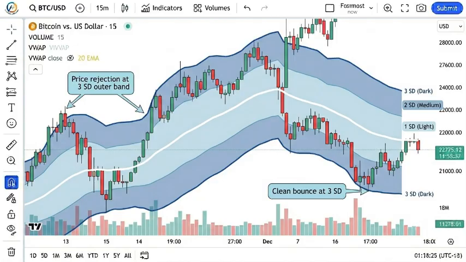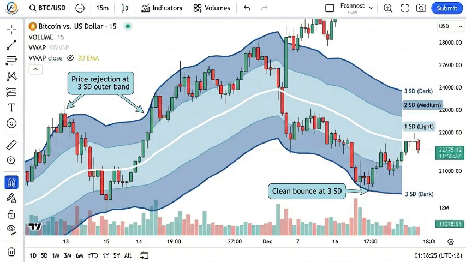Fourth mistake, using VWAP alone. VWAP is powerful, but it is not magic. Combine it with volume bars, RSI, or price action. The more confirmation you have, the stronger your trade.